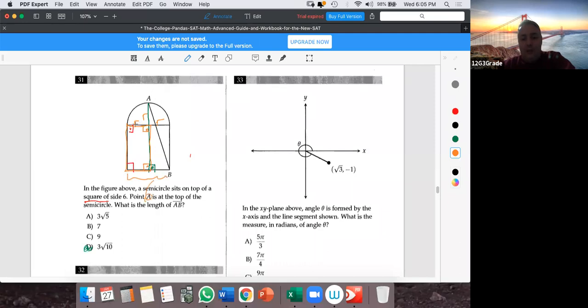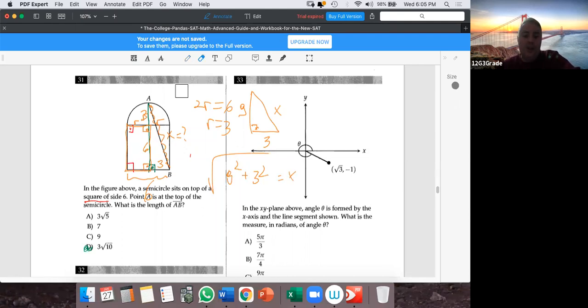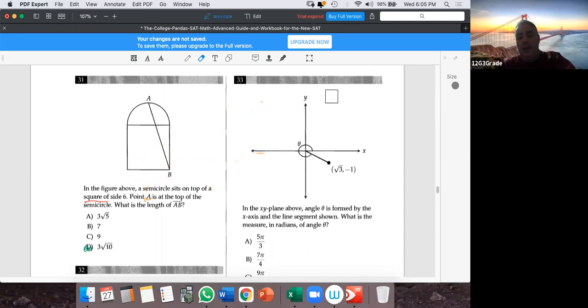So 2 times r is 6. So only one r is 3. So right now this is 3. This is 6. This is 3. The question is to find this length. If I call it x, I have this triangle x, 9, 3. And then the square root of 9 squared plus 3 squared will be x, and then the result comes out. Okay, enough.